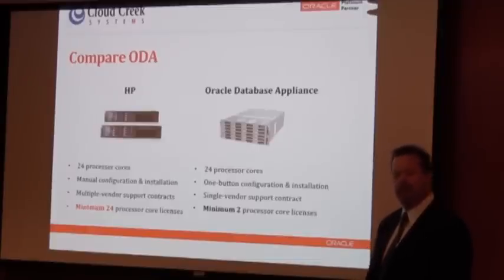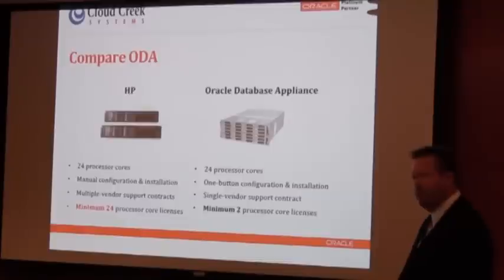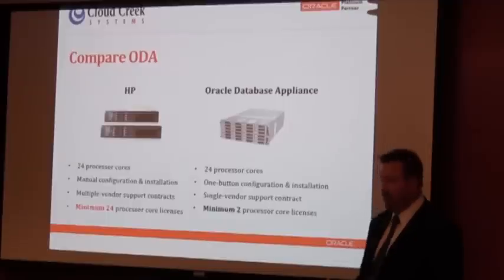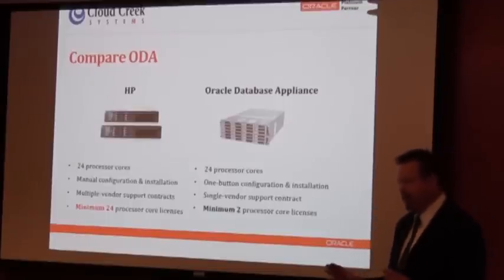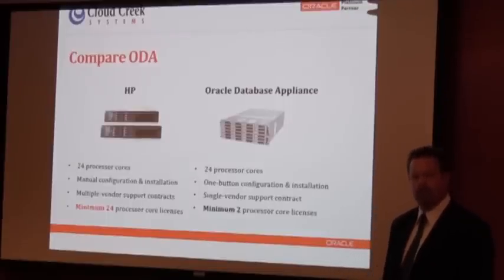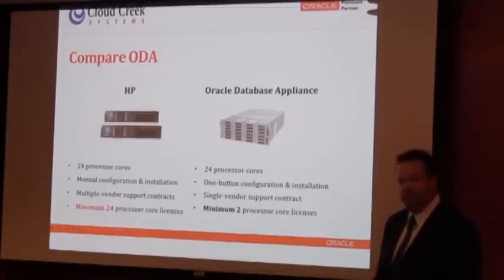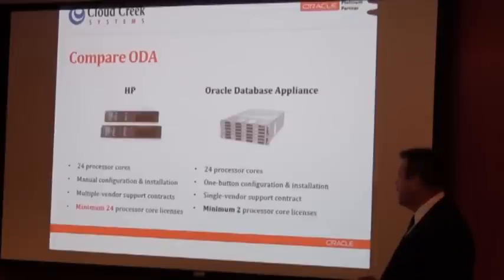In ODA, you have a choice. You can start off with 2 cores. That's 1 CPU license. 1 CPU license instead of 24 cores. Quite a bit of difference, and quite frankly, I've never seen Oracle offer such a thing before, ever. Very, very unique offering in this server.